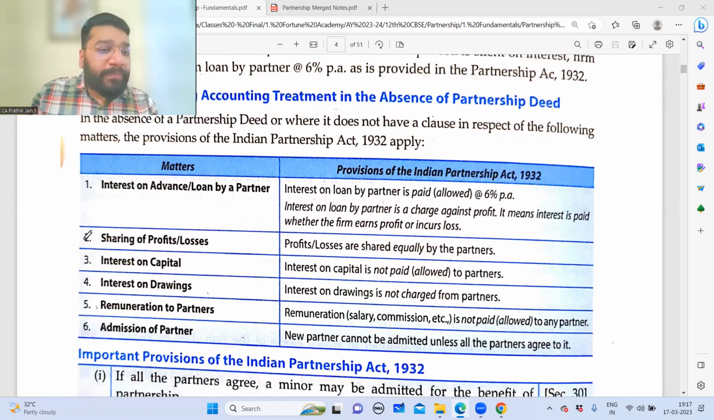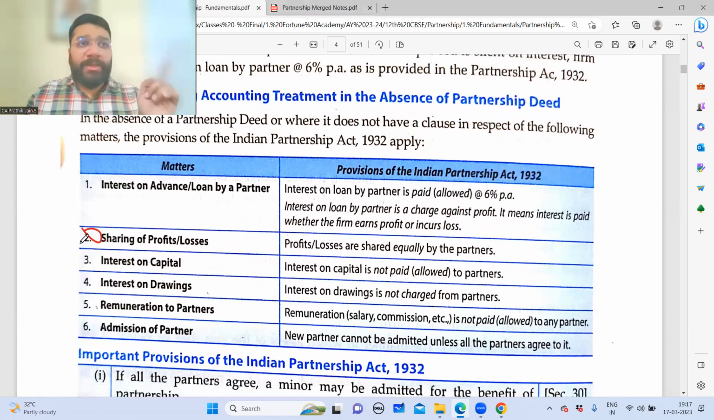The first point is, in the absence of a partnership deed, or the partnership deed is there, but you forgot to mention the profit sharing ratio. In that case, the provisions of the Indian Partnership Act 1932 say that you have to distribute the profit equally.